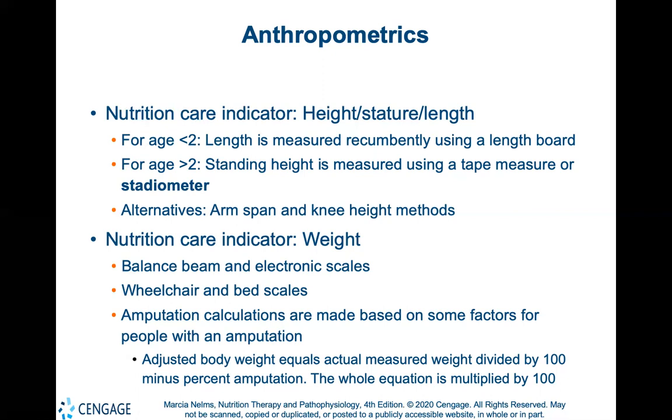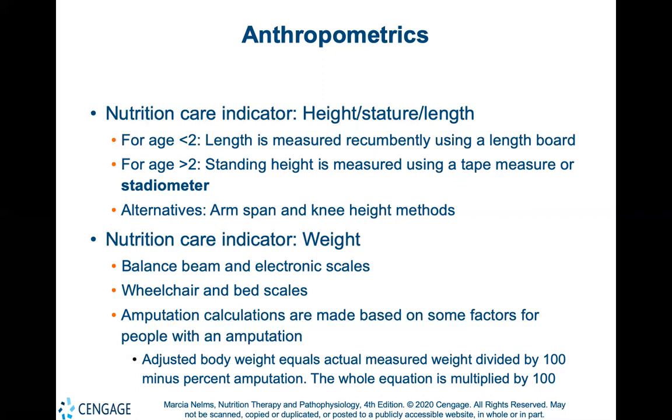Weight can be measured using a variety of scales, including balance beams and electric scales. Bathroom scales and those that move frequently are not recommended due to poor calibration. Wheelchair and bed scales are available for non-ambulatory patients.